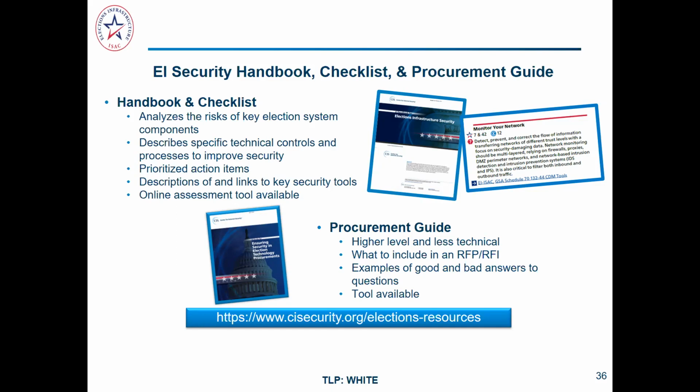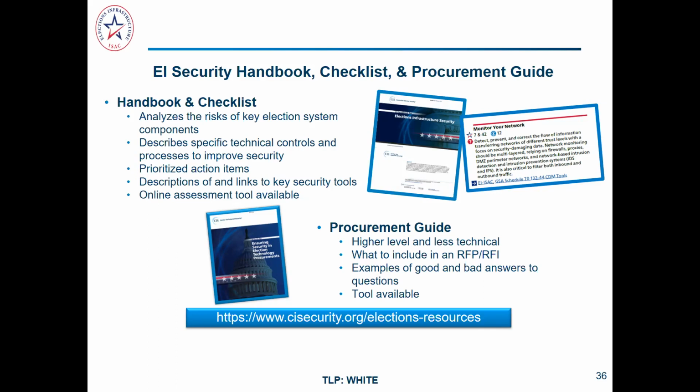So there are prioritized action items that you can take, and we did also create a checklist that acts as a companion for it, where it provides links to some different tools that are out there that go hand in hand with those best practices. And there is also an online assessment tool. It's called the Elections Infrastructure Assessment Tool, the EIAT, because we love ourselves a good acronym. That's available on our website for free as well, so you can assess your organization versus the best practices in the handbook.